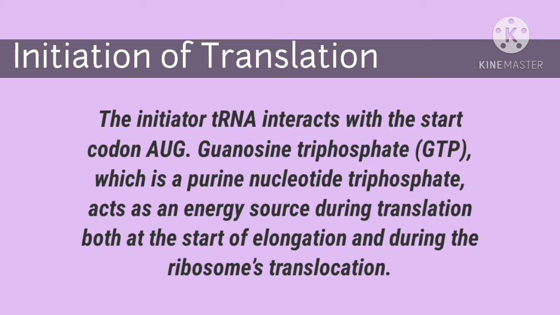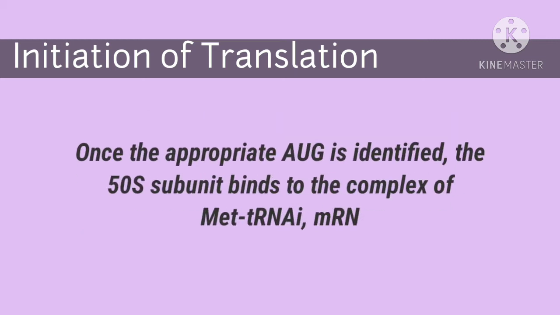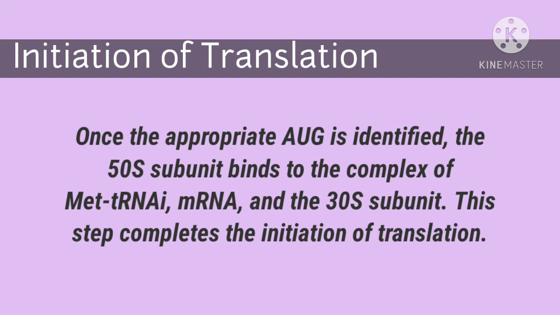Guanosine triphosphate (GTP), which is a purine nucleotide triphosphate, acts as an energy source during translation, both at the start of elongation and during the ribosome's translocation. Once the appropriate AUG is identified, the 50S subunit binds to the complex of the initiator tRNA, mRNA, and the 30S subunit. This step completes the initiation of translation.